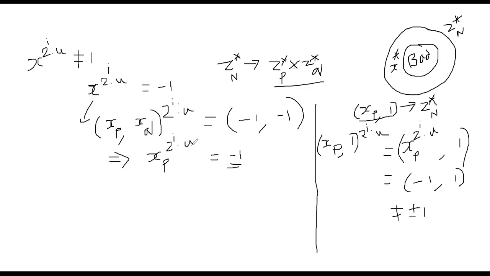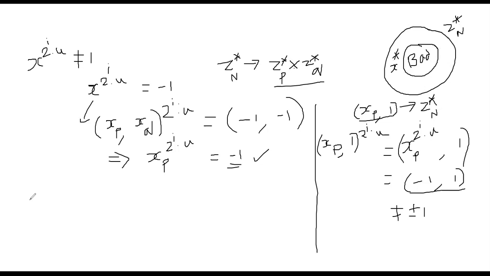So xp^(2^i times u) is equal to -1. This is clear. xq^(2^i times u) is also -1, but we don't care about that for now. Now we are selecting an element (xp, 1), and we raise it to the power 2^i times u, and we've shown that that is nothing but (-1, 1), which gets mapped back to Z star n to an element not having the value +1 or -1. That means this element (xp, 1), when we map back to Z star n, will not be part of bad. That means we found an x outside bad in the Z star n group, which tells us that bad is a strict subgroup of Z star n.